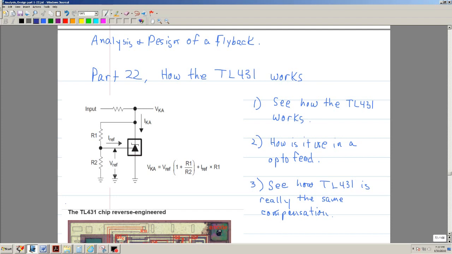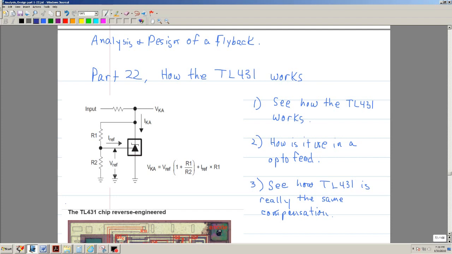This is part 22. I'm going to start getting into designing with the TL431 and an optocoupler. Many of you have been asking for a video or information on this, and I've been researching it. It looked like it was a little bit complicated, but after seeing it, there are a lot of similarities to what I've already taught. So I'm going to go ahead and try and make this a short video.